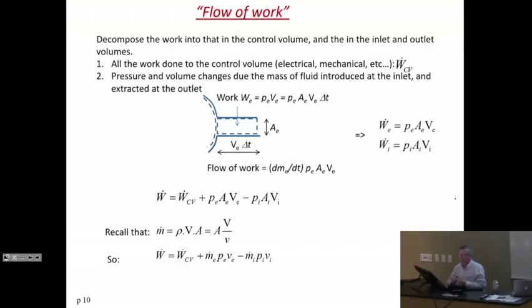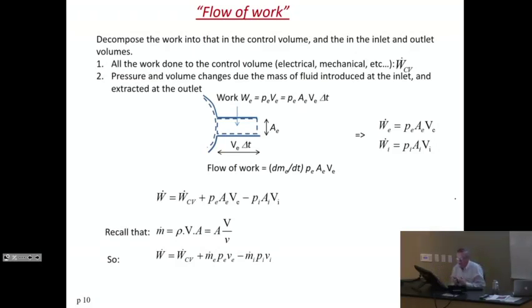Well, now comes a concept that's actually quite difficult. It's a concept of flow of work. So we are going to decompose the work that comes inside the control volume and in the inlet and outlet volumes, just like we did with the mass alone before, but now we're going to be doing it with the work. So we will say that all the work done on the control volume, whether it's electrical, mechanical, and whatnot, that is the work W dot on the control volume. Same with heat, we have seen this before. But now, the interesting one is the work that's done by the material that is leaving or entering the system. That, if you want, is the flow of work.